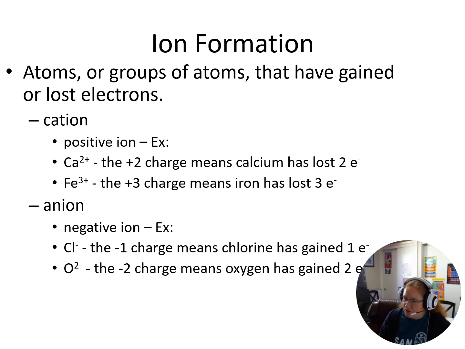The opposite is true for anions. Anions are negatively charged. They have gained electrons, so now they have more electrons than protons. A -1 charge means we've gained 1 electron, so we have 1 more electron than positive charges. A -2 charge means we have 2 more electrons than positive charges. That's how we form our ions, by moving those electrons around.